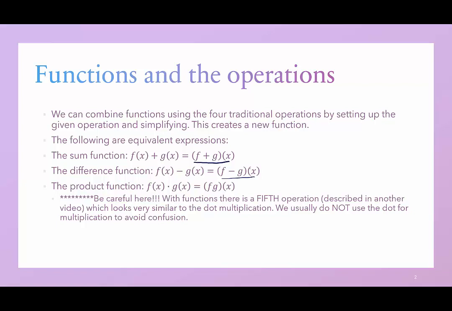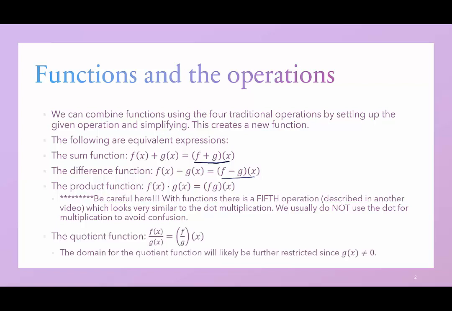Because when we have at least one variable and the two things right next to each other, the assumed operation is multiplication. I also want to point out for these functions that this is not like f plus g and then times x. These are the functions at that point x. So we just simplify the functions as much as we can, and then that's it.